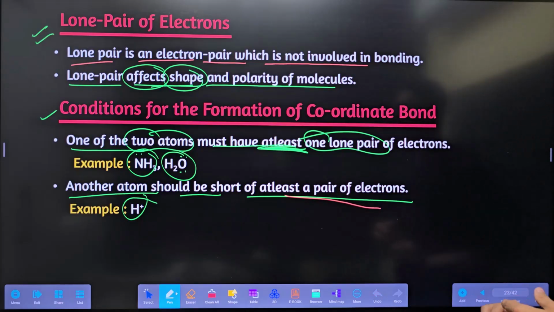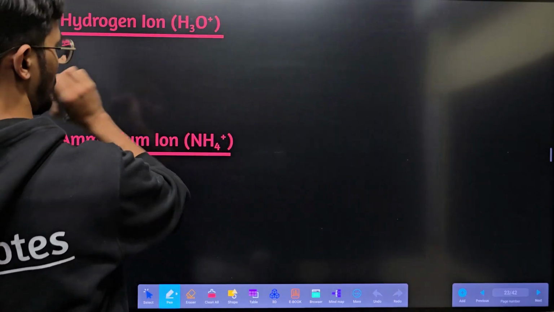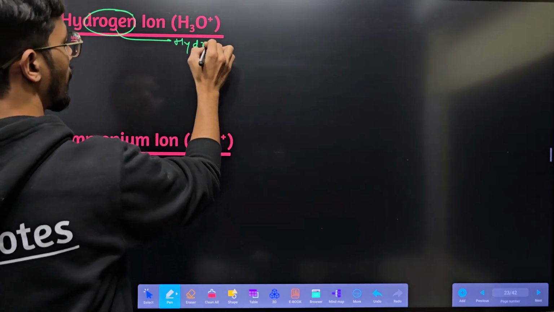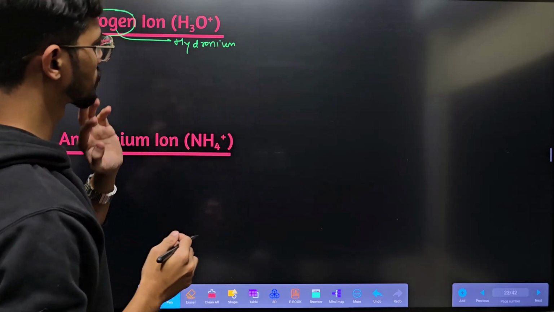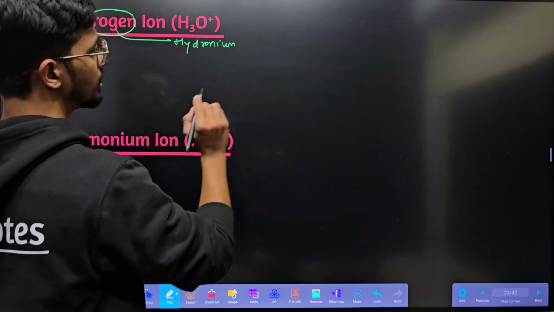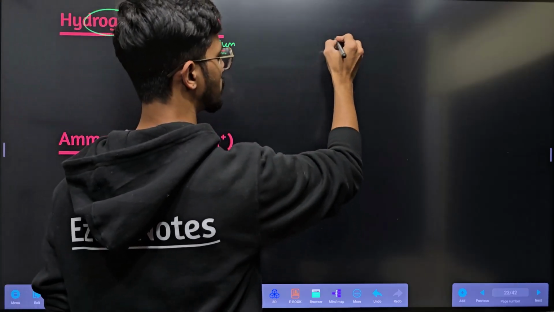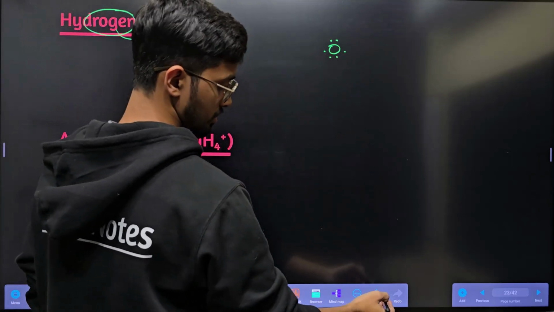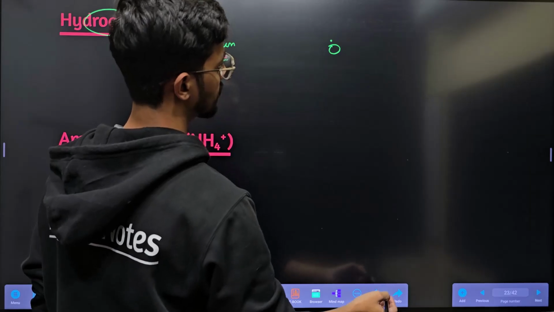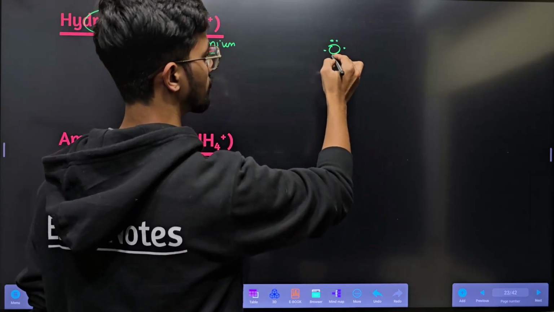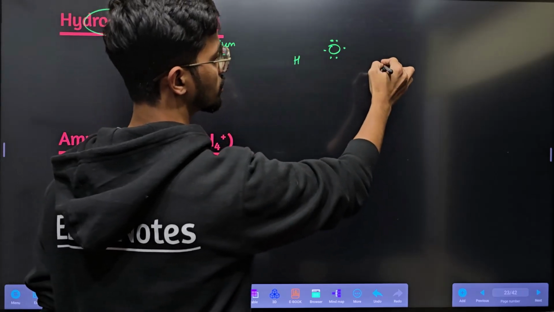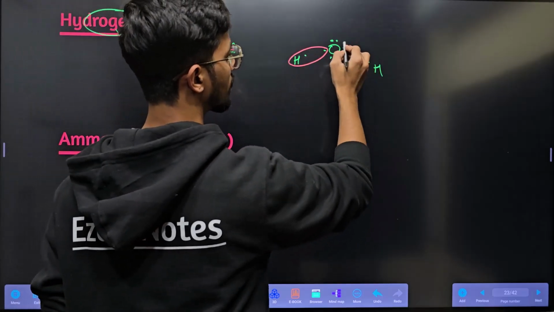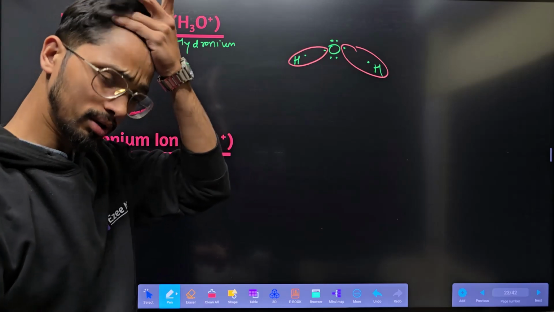Example here is H+. The most used example is H+. It is not hydrogen, it is the hydronium ion. So let us see what happens in H3O+. Initially, we have 1, 2, 3, 4, 5, and 6 electrons on oxygen, and we have two hydrogens with 1 and 2 electrons. So this will form a bond, 1 and 2. Okay, we form a bond.